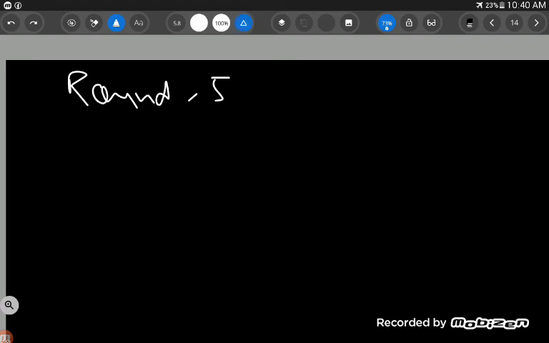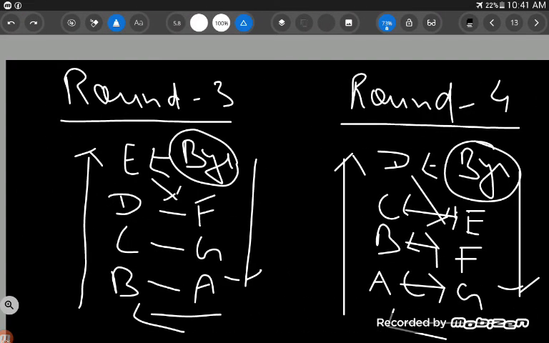First of all, we will write the bye, and it should be in a circle. Then which team will play the match and which team will get the bye? Guess it. You will rotate one. Please rotate the 4th round matches. In the 4th round, D team has got the bye.